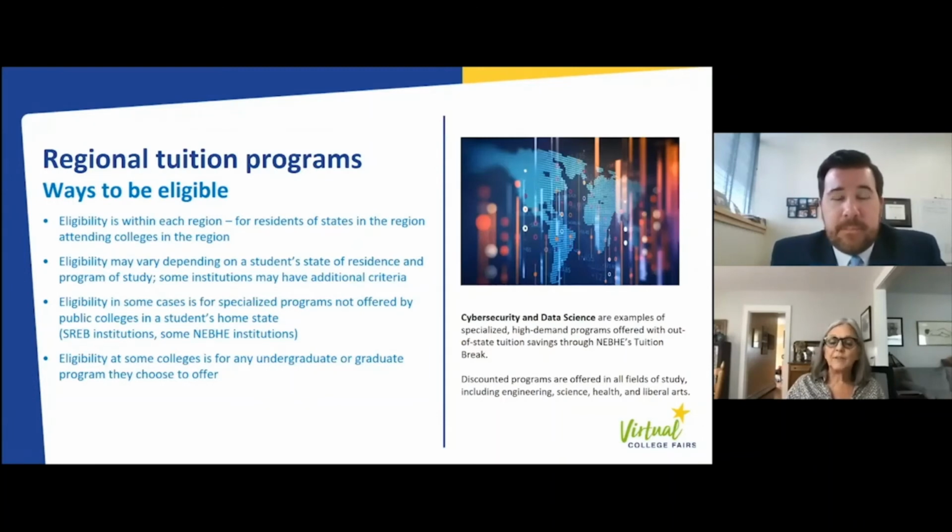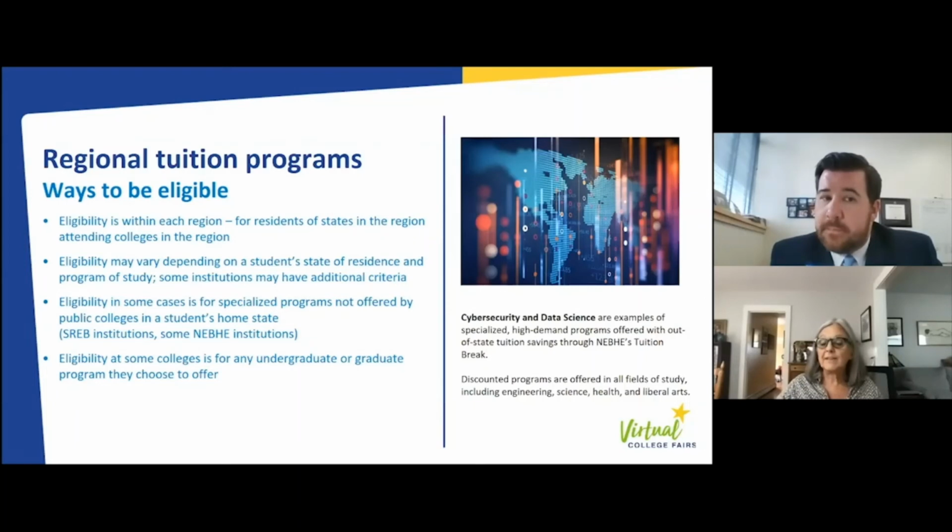So to find out how your students can be eligible, first of all, they need to be living in a state that's in a participating compact program. And they would attend a college out of state within the region. So their eligibility depends on what state they're living in and perhaps what they're going to study, and then some institutions may have additional criteria.